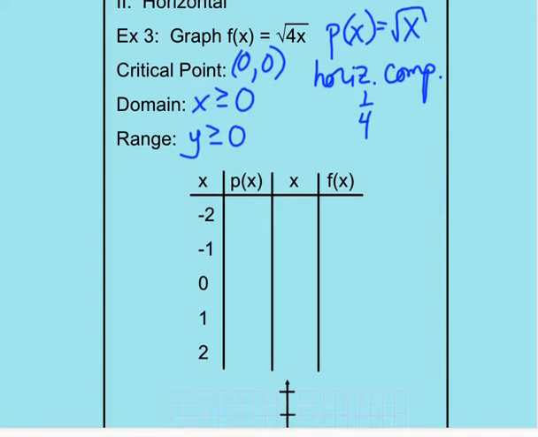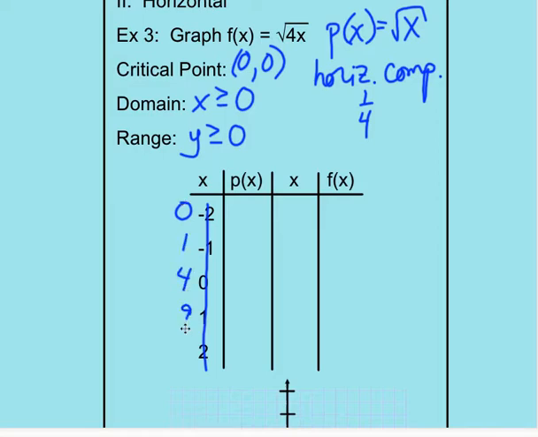And because it's the square root function, I don't want negatives, so I'm going to completely change these x values. I'm going to use the perfect squares on this one, because if I make them multiples of 4, then my y values would be messy decimals. And the square root of these.